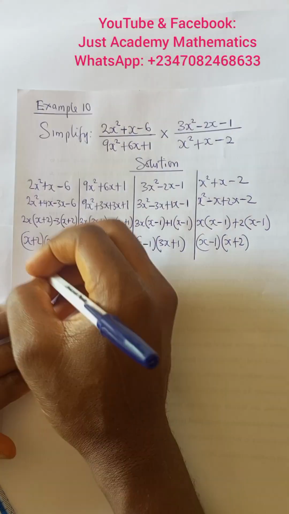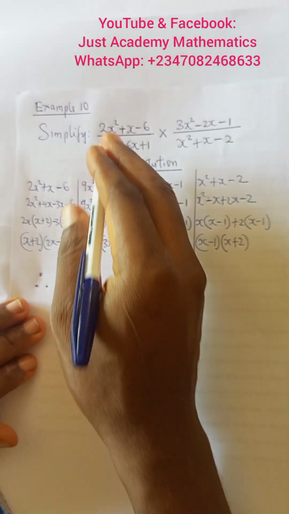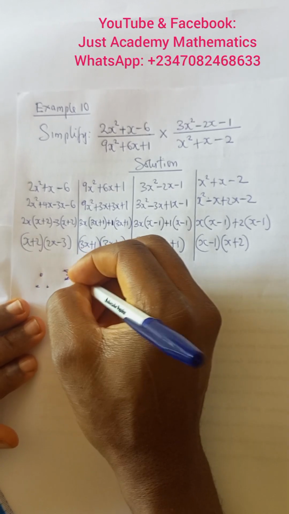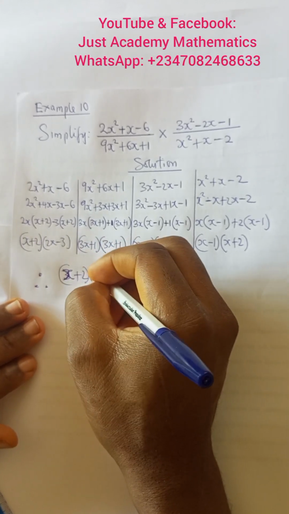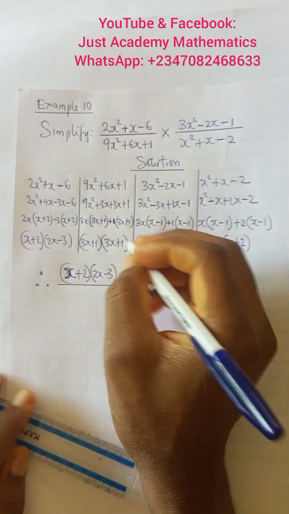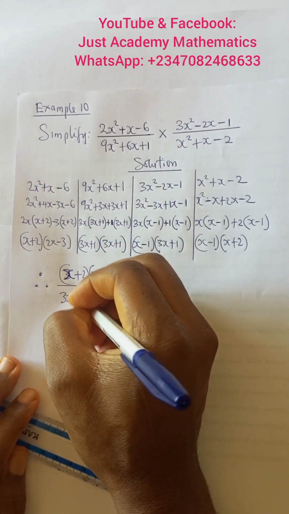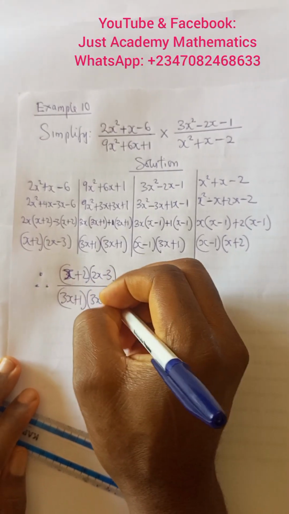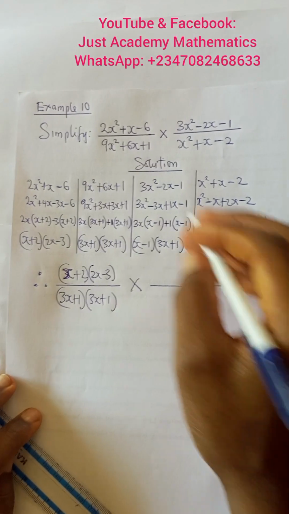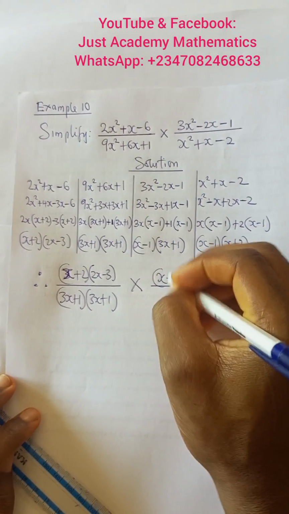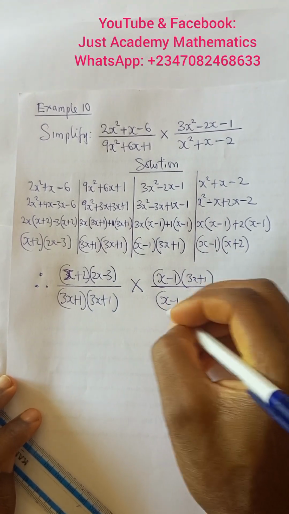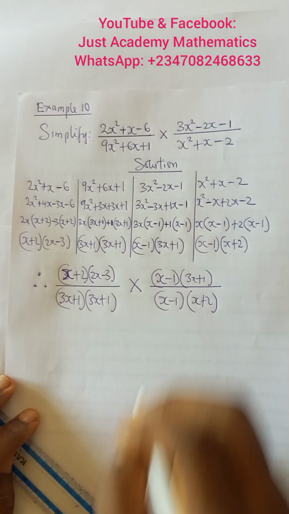So we'll now come here and substitute. We'll say therefore the first one, which is this, is s plus 2 times 2s minus 3 over the down one. What is there? 3s plus 1 times 3s plus 1. Times what do we have this side? Up here, which is this, is s minus 1 times 3s plus 1. Down we have s minus 1 times s plus 2.